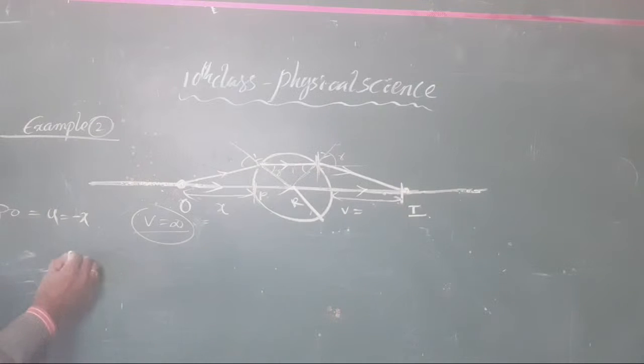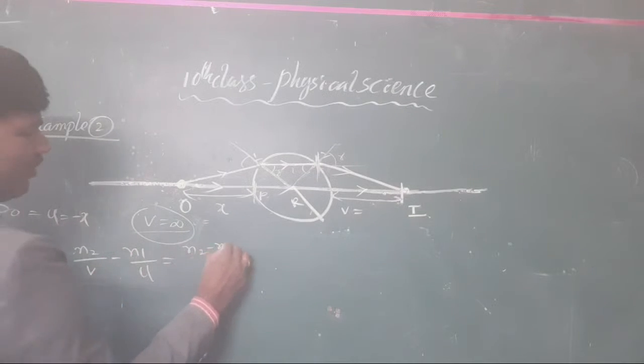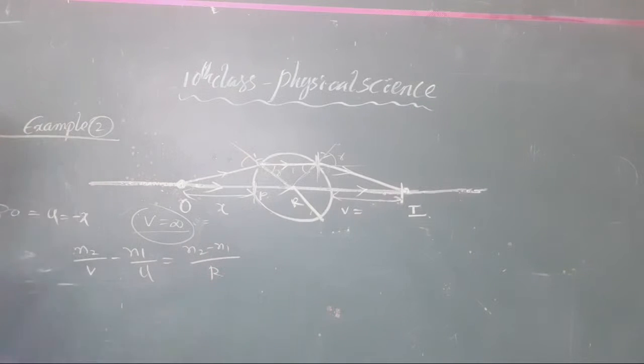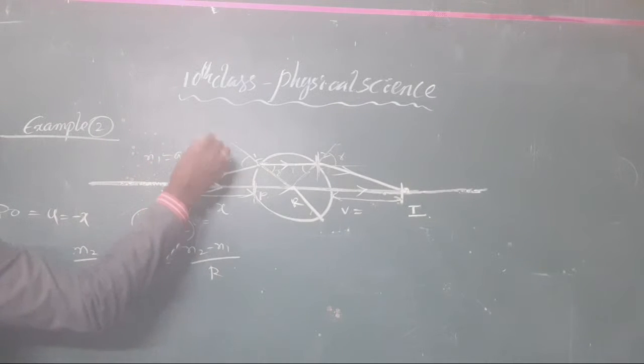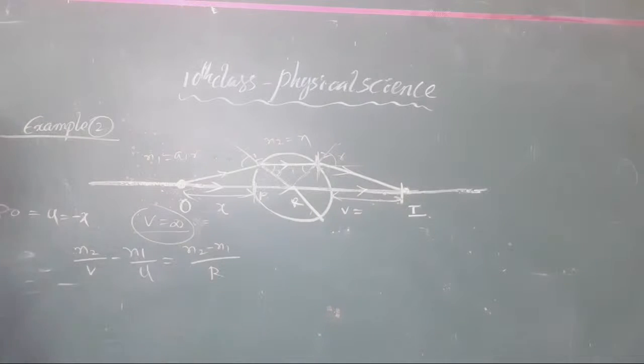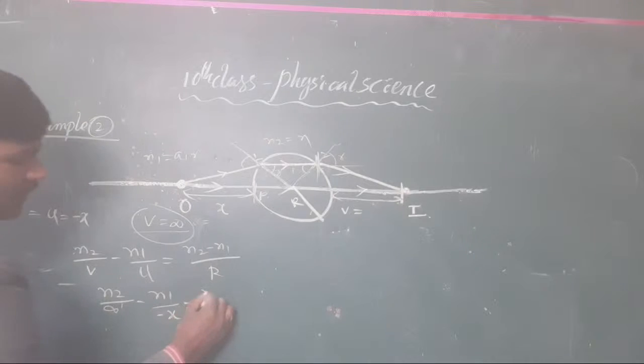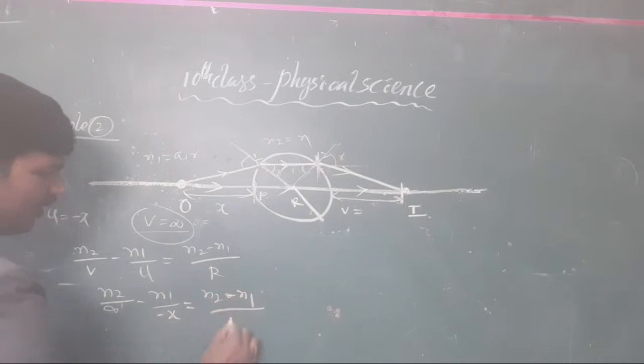Now, what is the formula for image formation? It is n2 by v minus n1 by u is equal to n2 minus n1 by R. Here n1 is equal to 1, and n2 is the refractive index given here, n. Okay, clear or not, all of you? So n2 by infinity minus n1 by minus x is equal to n2 minus n1 by R, you have to write.